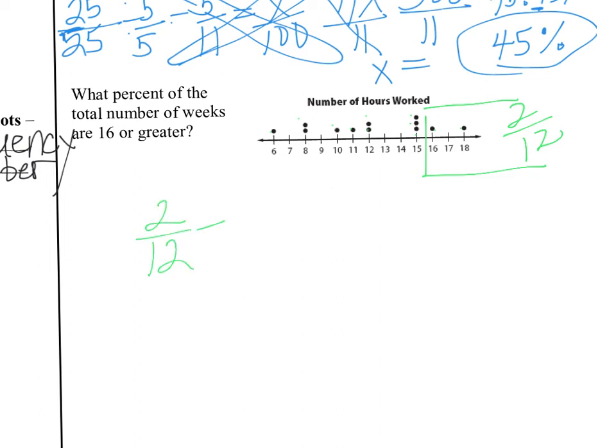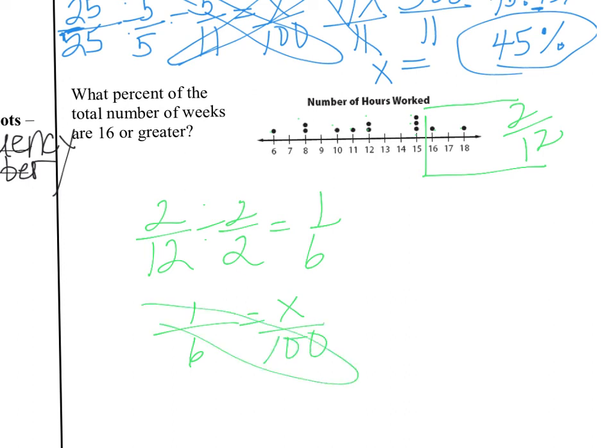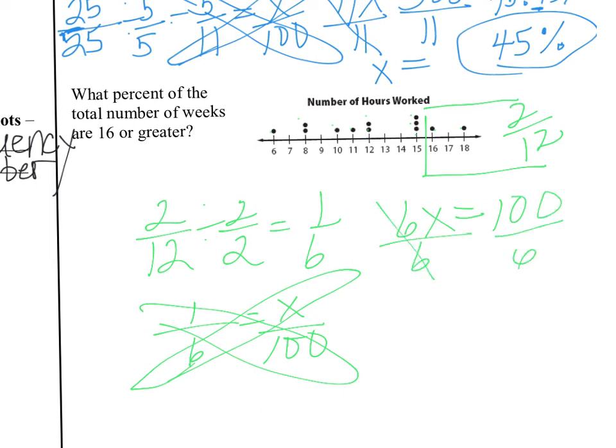2/12 does simplify by 2, top and bottom, to give you 1/6. 1/6 as a percent, so that equal to x over 100, to set up your proportion. 6x equal, and that is right. 1 times 100 is 100. And divide by 6, top and bottom. X is equal to 100 divided by 6. Pause the video and do the math.